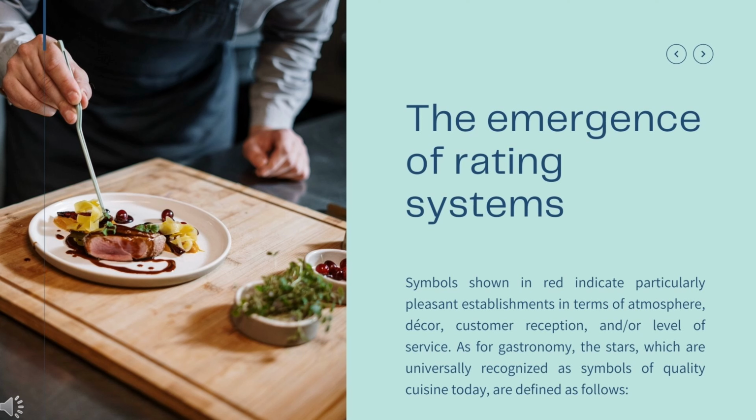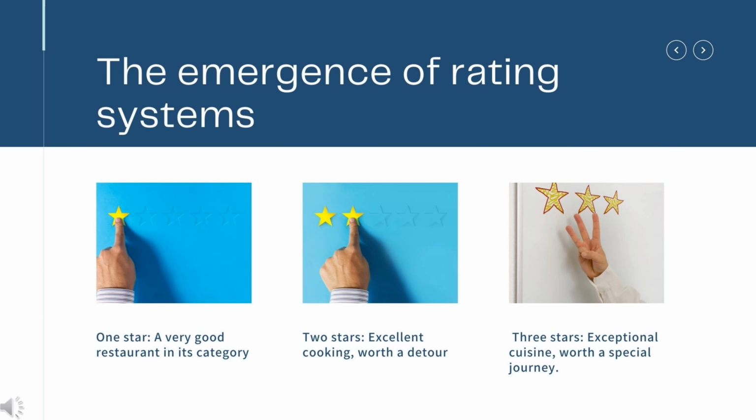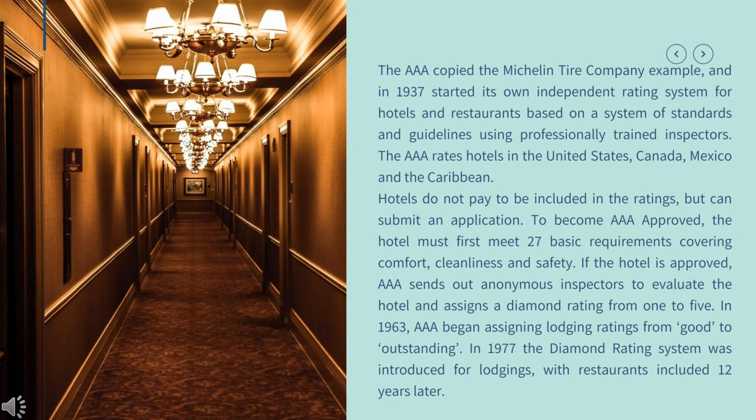As for gastronomy, the stars, which are universally recognized as symbols of quality cuisine today, are defined as follows. For 1 star, a very good restaurant in its category. If it's 2 stars, excellent cooking worth a detour. For 3 stars, exceptional cuisine worth a special journey.